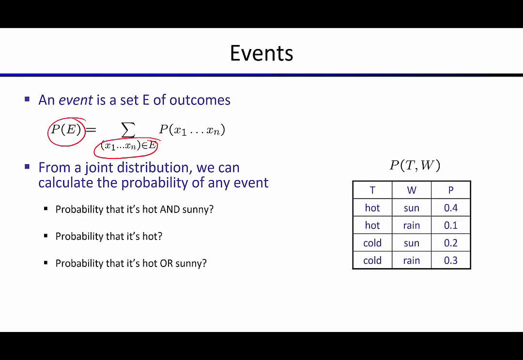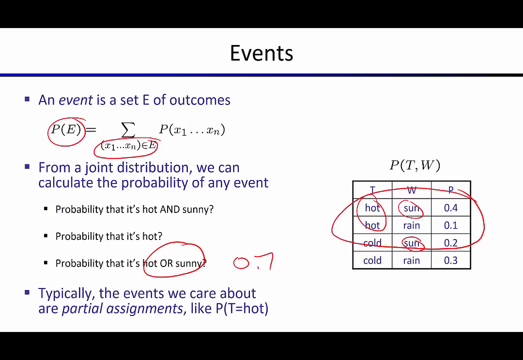What's the probability of the event hot and sunny? Any thoughts? Easy one, right? Hot and sunny. Only this row is compatible with that, so 0.4. What's the probability of the event that it's hot? Well, which outcomes have hot in them? It's happening here, so this is 0.5. How about hot or sunny? Well, hot's happening here, sun is happening here, so these 3 rows satisfy the definition of this event over here, and this gives us 0.7.